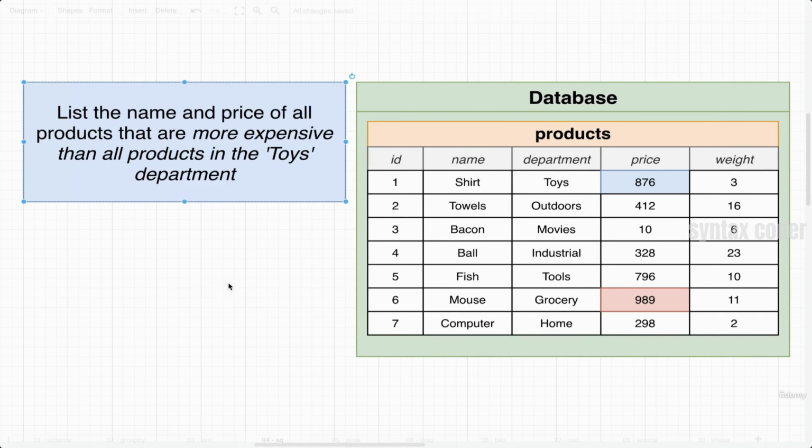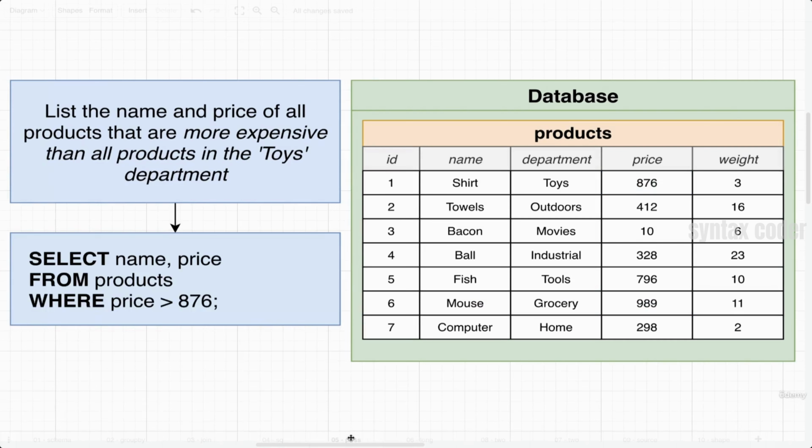Let's think about how we would actually write some SQL to answer this thing. Well, there's definitely an easy way and a hard way of going about this. So let's take a look first at the easy way, of course. One way we could try to answer this query is to write out something like what you see right here: select name and price from products, where the price is greater than $876, because you and I were able to verify that the most expensive product in the toys department was $876.